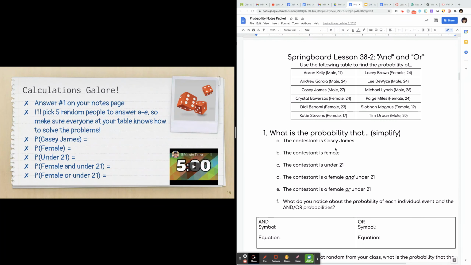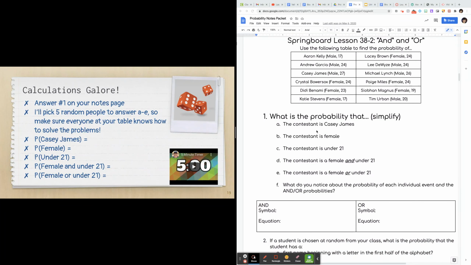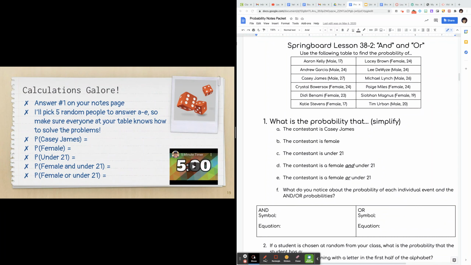Okay, so the first thing that we're going to do here actually is take a look at this lovely list of people right here. Okay, so there are 12 people total.